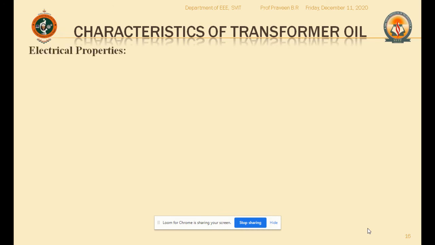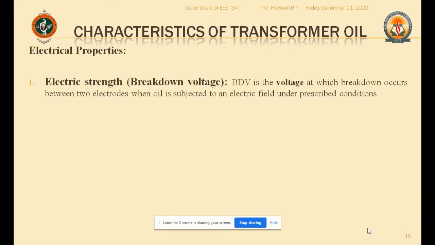Coming to the next property, the electrical properties. Under electrical property, the first one is the strength of the oil. It is measured with the help of the breakdown voltage. What do you mean by breakdown voltage? It is the voltage at which the breakdown occurs between the two electrodes when the oil is subjected to an electric field under prescribed condition.